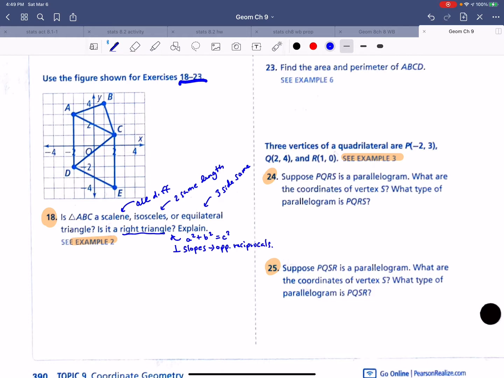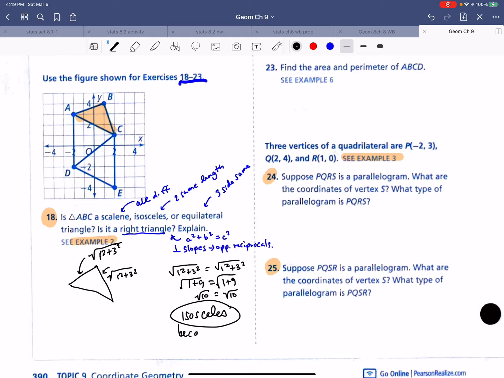Well, let's take a look. Triangle ABC, okay. Oh, it looks isosceles. If I look at this triangle here, it looks like I went up 1 over 3. So that's 1 squared plus 3 squared. And then this one, it looks like 1 and 3 make that one. So that's also 1 squared plus 3 squared. So those would be equal. The other one is a lot longer. So I'm going to say this is isosceles because two sides are equal.